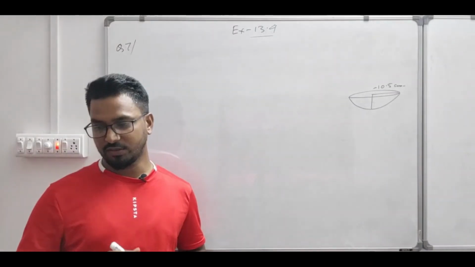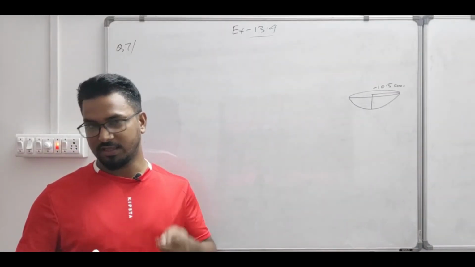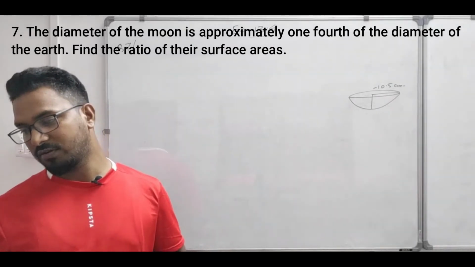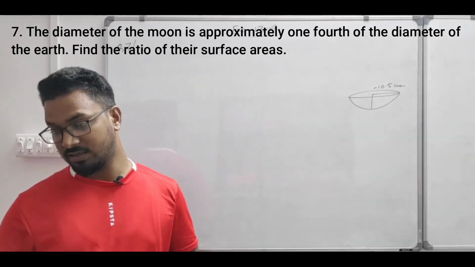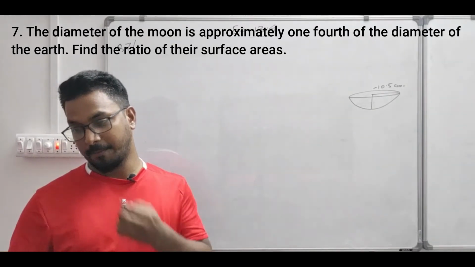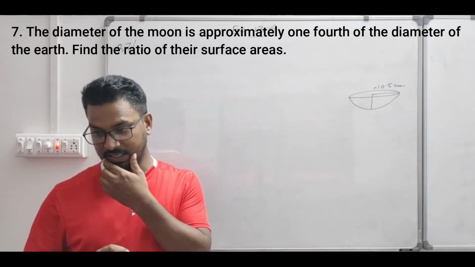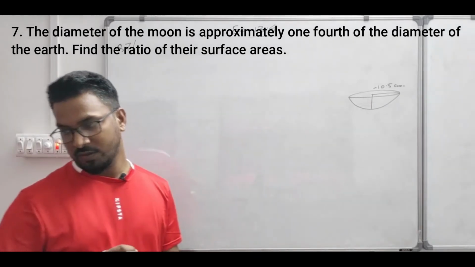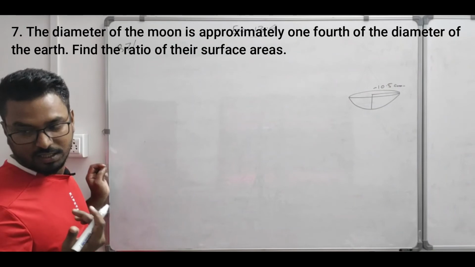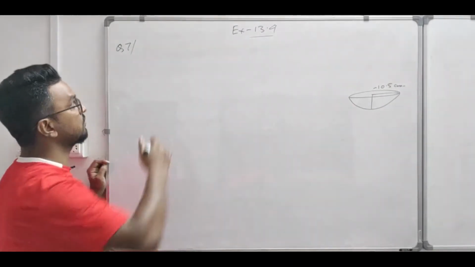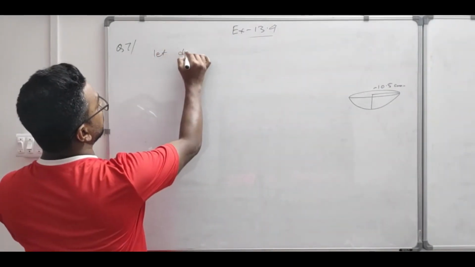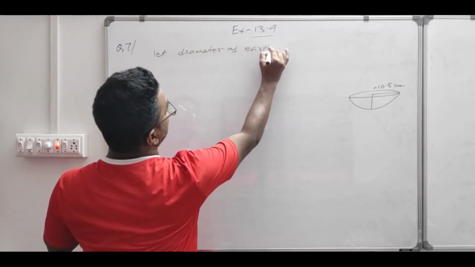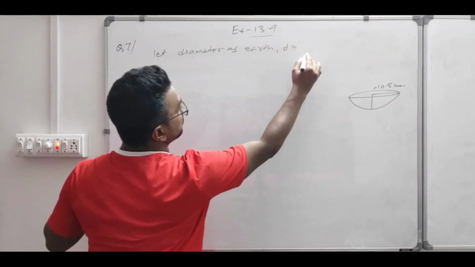Okay. Moving to the next question, question number 7, and this will be the last question. The diameter of the moon is approximately 1/4 of the diameter of the earth. Find the ratio of their surface area. So you have to find the ratio of surface area of moon with the earth. Okay, so we don't know the diameter of the earth, so let diameter of earth d be equal to x.